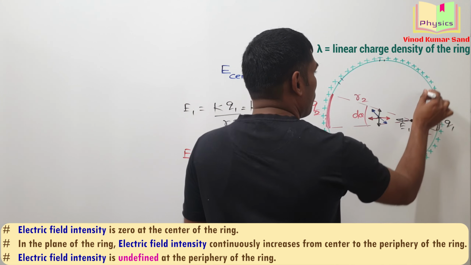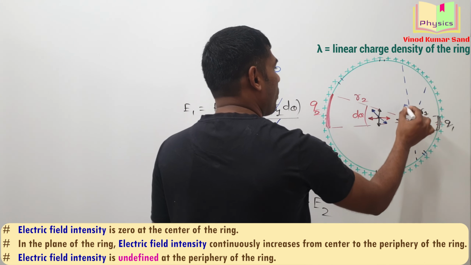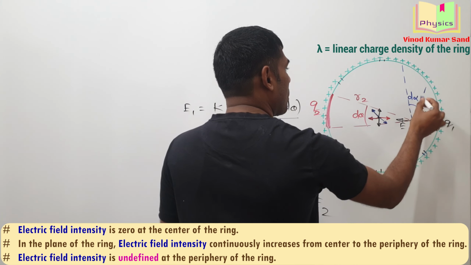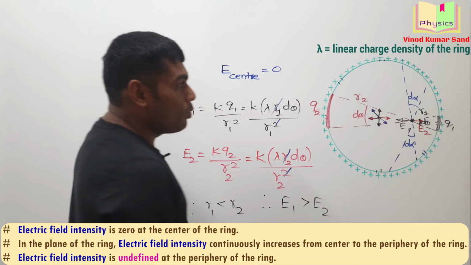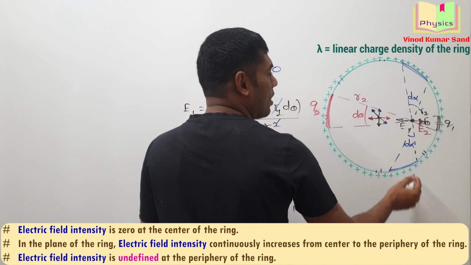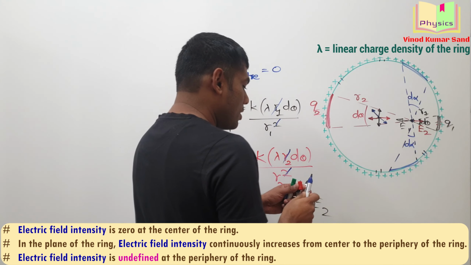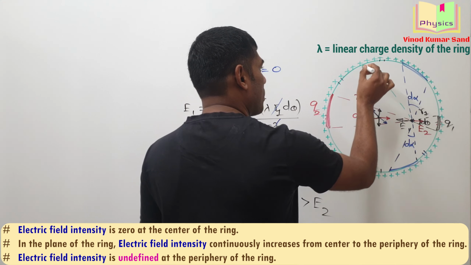Suppose we consider some another angle d alpha here. So this angle will also be d alpha. Now due to this patch and this patch, figure out the direction of the electric field. Similarly, we consider some patch here.